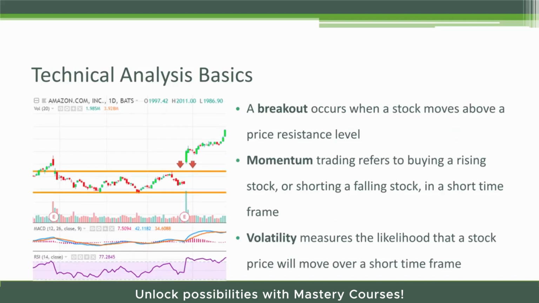A breakout occurs when a stock moves above a price resistance level, which we'll talk about later in the course, and it usually happens on heavy volume. So, for a breakout, if a stock is trading between $8 and $10, say for several months, and then the stock moves above $10 to trade at $10.25 and then $10.50, that's a breakout. Momentum trading refers to buying a rising stock or shorting a falling stock in a short time frame. So momentum traders are focused on stocks that are moving.